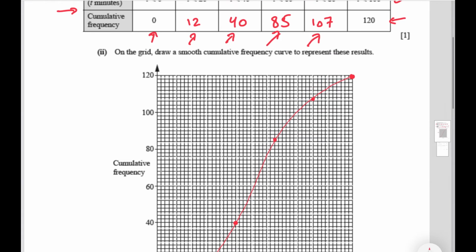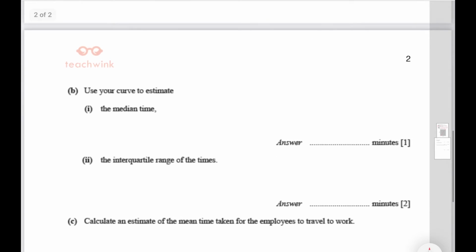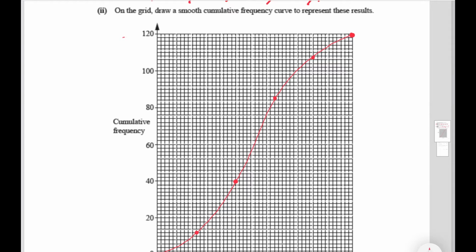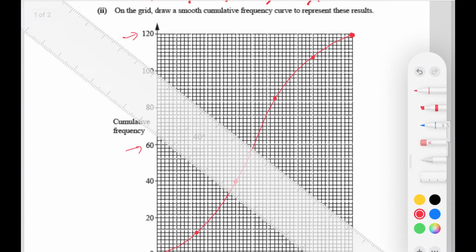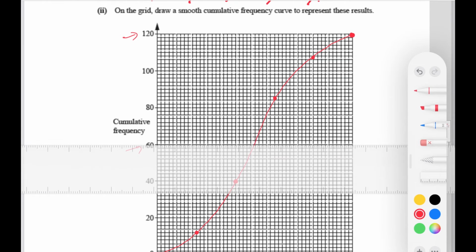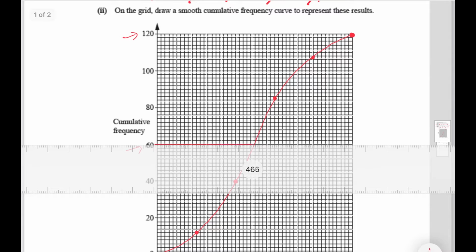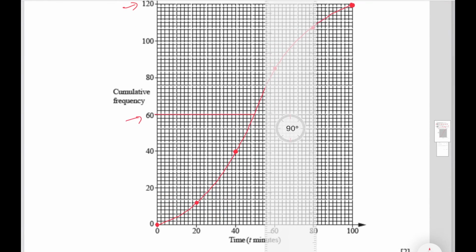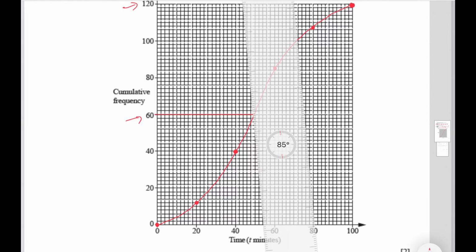So we've drawn the curve and let's solve the next part now. Use your curve to estimate the median time. In order to find the median time, first we need to find what is the half of 120, which is of course 60. We draw a horizontal line at 60, connecting the y-axis and the curve. So we draw a line like this and then extend the line vertically from this point onwards, to this point right here.